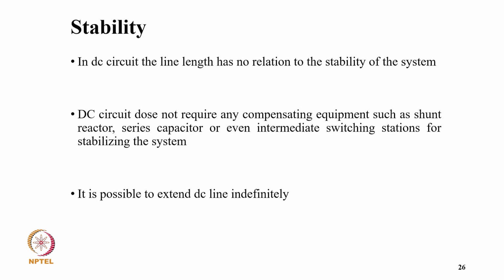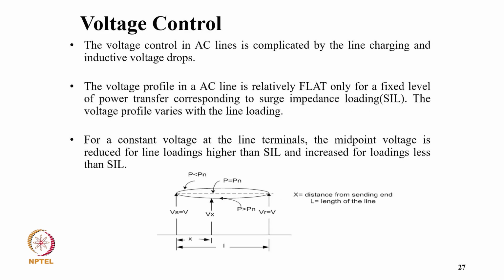Now coming to stability: in a DC circuit, the line length has no relation to the stability of the system, as in the case of AC. A DC circuit does not require any compensating equipment such as shunt reactors, series capacitors, or even intermediate switching stations for stabilizing the system as required in an AC system, and it is possible to extend a DC line indefinitely.